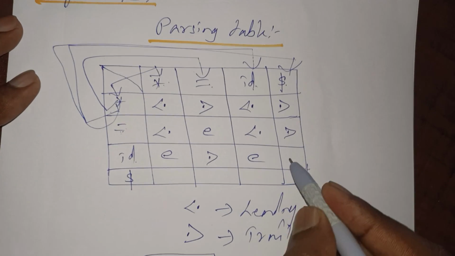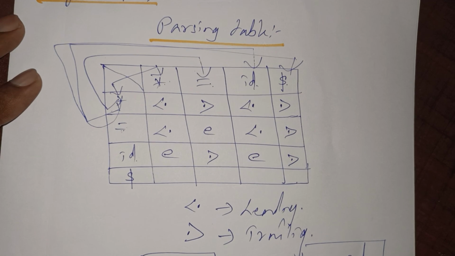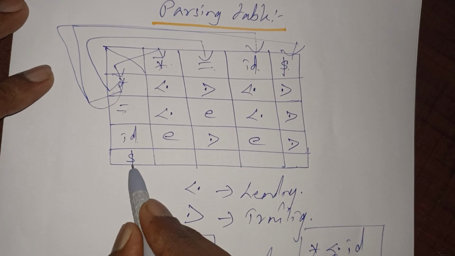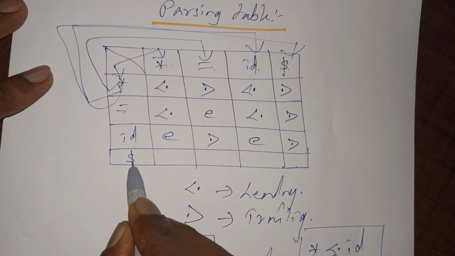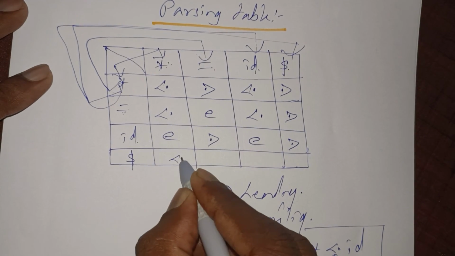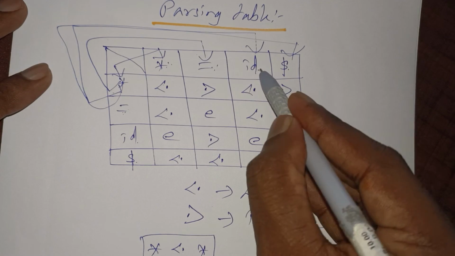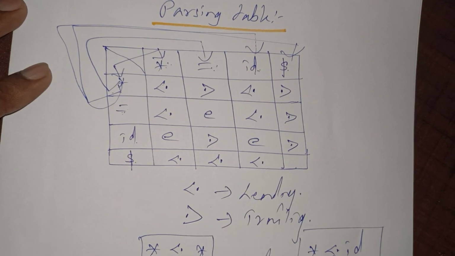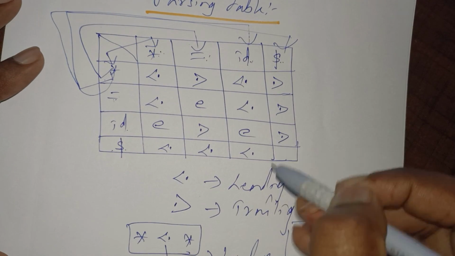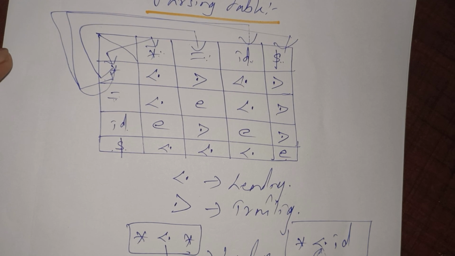ID and dollar, I got the trailing symbol. And the next thing is dollar and asterisk, I got leading. Dollar and equal to, I got leading. Dollar and ID, I got leading. And for dollar and dollar, there is no match.